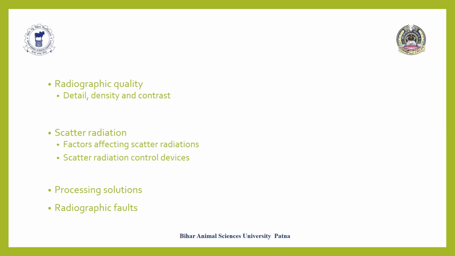When X-rays are produced, some will be the primary beam, and apart from that there will be some scattered radiation. These scattered radiations simply create fog. They are unwanted radiations, and they have hazards also. There are various measures by which these scattered radiations can be controlled. So you must know about those devices for control and the factors which affect the scattered radiation.